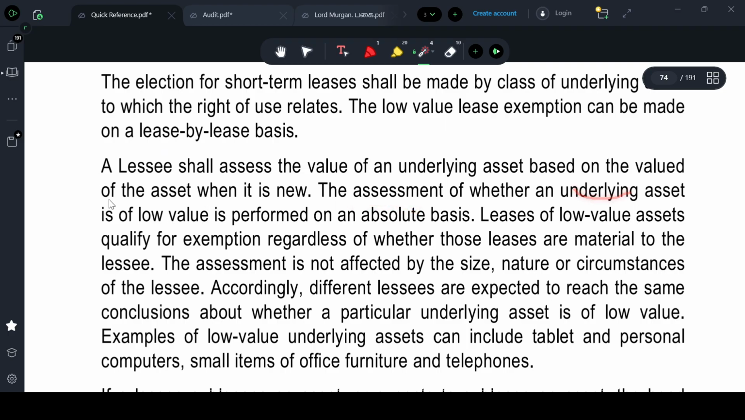Assessment of whether an underlying asset is of low value is performed on an absolute basis. A lease of a low value asset qualifies for exemption regardless of whether the lease is material to the lessee. For example, a 5 year used asset is taken on a lease. Now it doesn't have a material value. After depreciation, the value is very little. So on that asset taken as a lease, there is no rule to take it as a lease asset. Being exempted, we can book it as expenses.